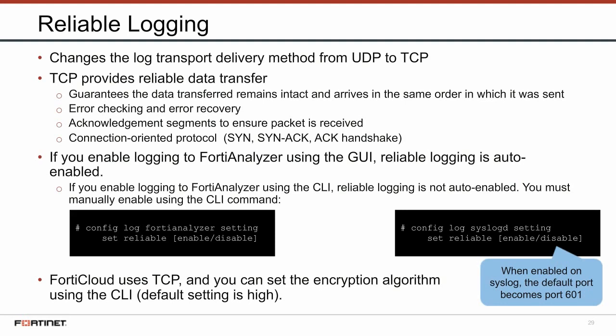If you enable logging to FortiAnalyzer or FortiManager using the GUI, reliable logging is automatically enabled. If you enable logging using the CLI, you must enable reliable logging using the CLI command shown on the slide. Logging to FortiCloud uses TCP, and you can set the encryption algorithm using the CLI. The default setting is high.